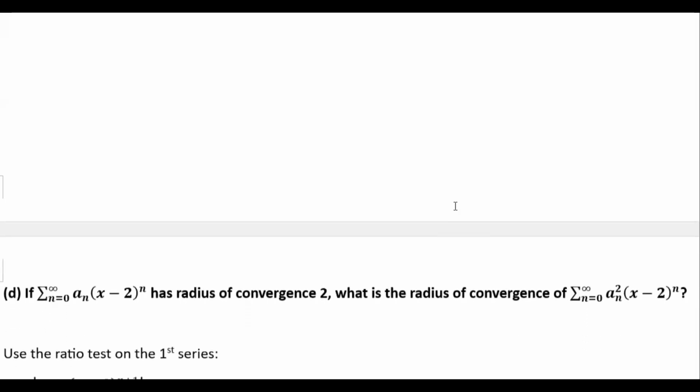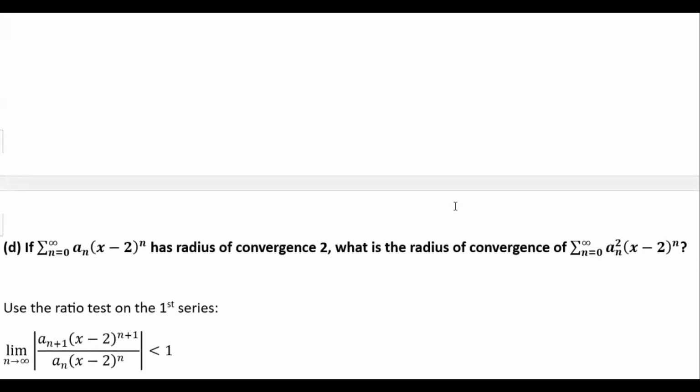D: if the sum of a_n (x minus 2)^n has radius of convergence 2, what is the radius of convergence of the sum of a_n squared (x minus 2)^n? Okay, so honestly, I didn't think of any shortcut way to do this. Maybe there is one. Feel free to share in the comments if you know. I just used the ratio test.